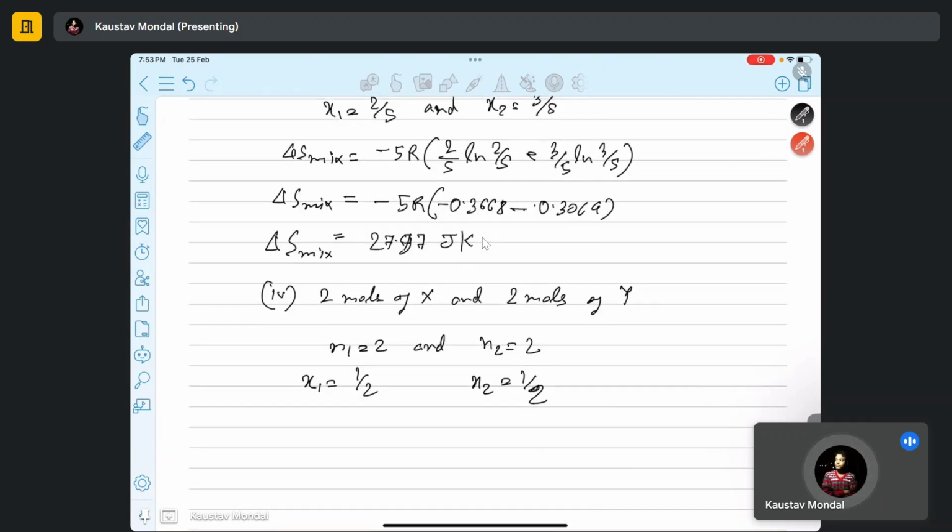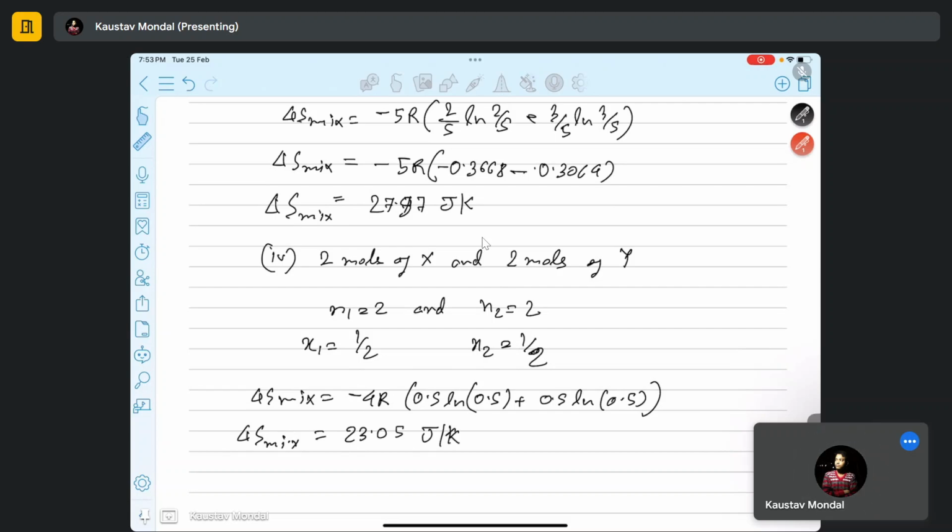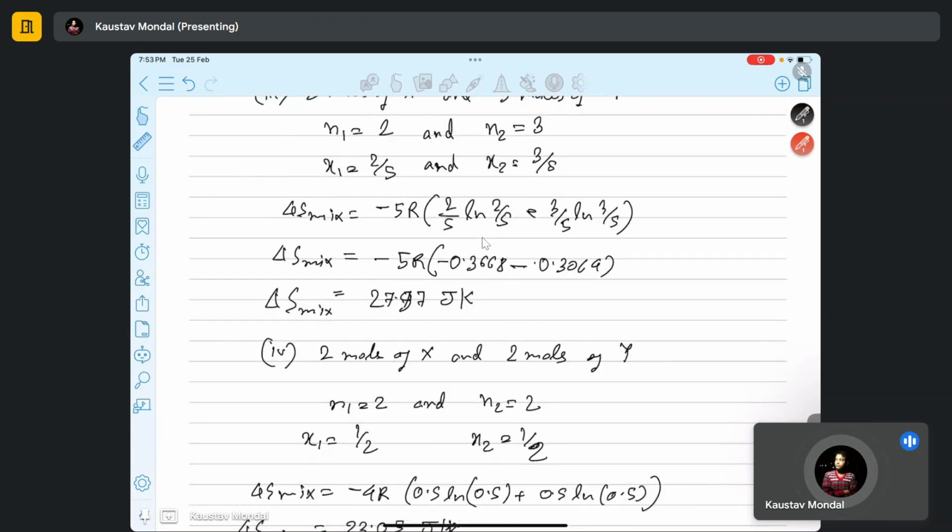Now in this case delta S mix will be minus 4R (0.5 ln 0.5 plus 0.5 ln 0.5). So this basically gives you delta S mix of 23.05 joule per Kelvin. Okay, so now I have to compare all of the answers.